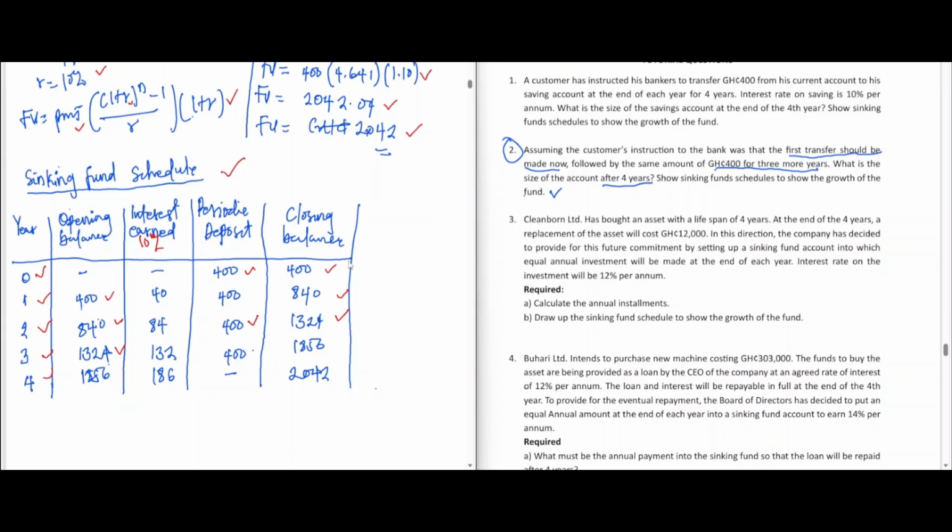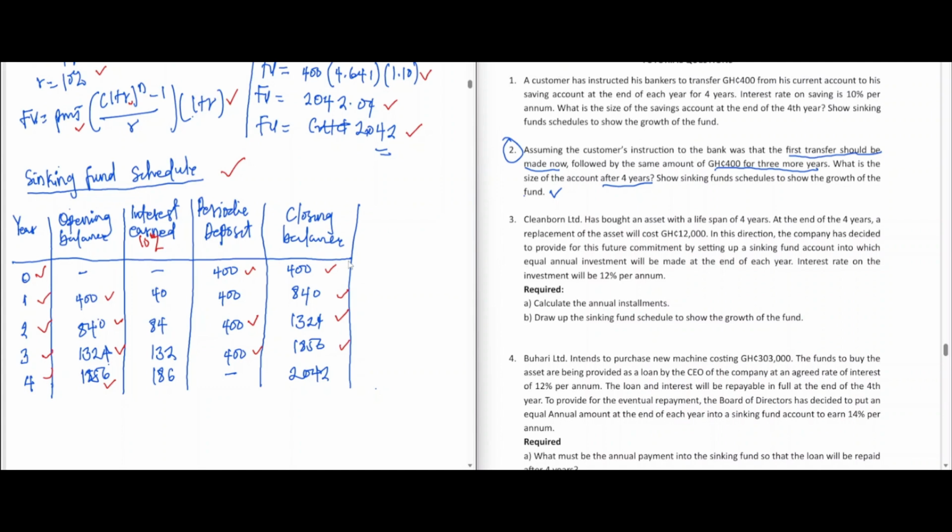Then we'll make our deposit of 400 for year 3. So when we add 1,324 plus 132 plus 400, we'll get 1,856 Ghana cedis. So this 1,856 Ghana cedis will now become the opening balance for year 4. We'll now calculate interest on 1,856. So in this case, we'll get 186.